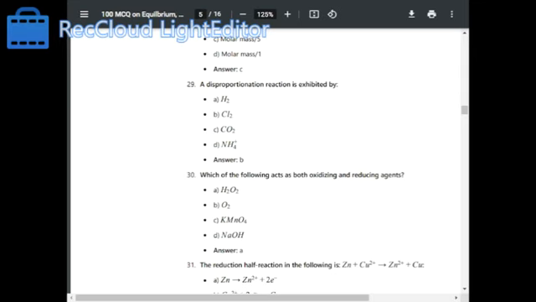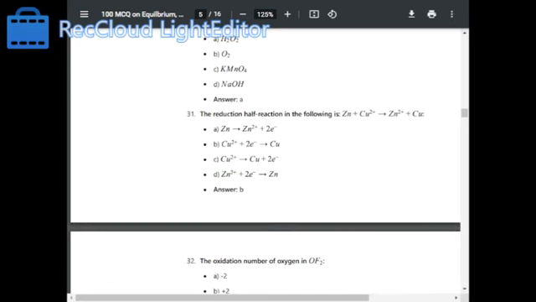Question number 30. Which of the following acts as both oxidizing and reducing agent? Option A H2O2, option B O2, option C KMnO4, option D NaOH. The correct answer is A, H2O2. H2O2 acts both as oxidizing and reducing agent.